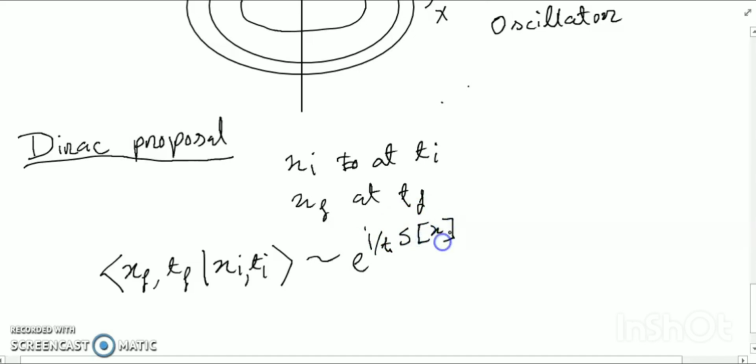So friends, my first episode is complete. Now I will discuss more in my next video. If possible, I will create another video for more details. This is the i over h bar: h bar means Planck constant, i is the imaginary number, and S[x] is the functional, S in square brackets of x.